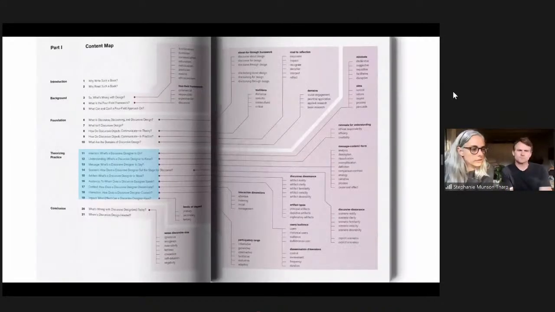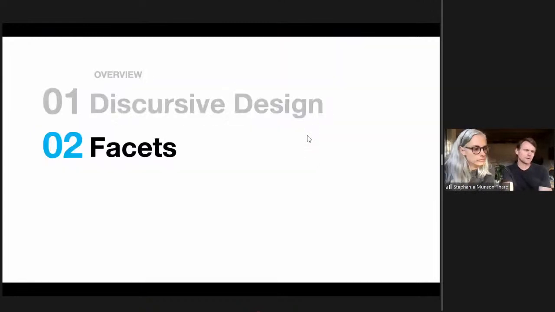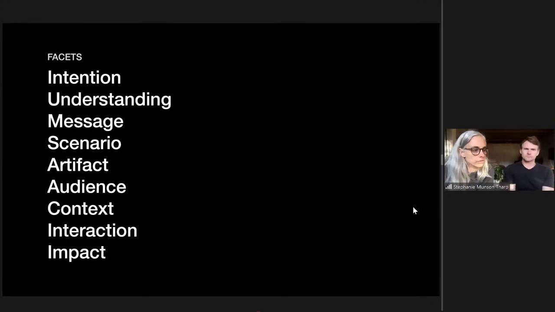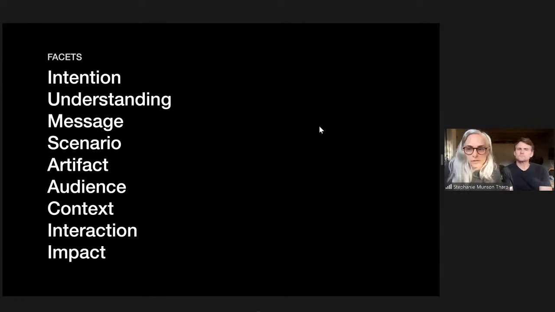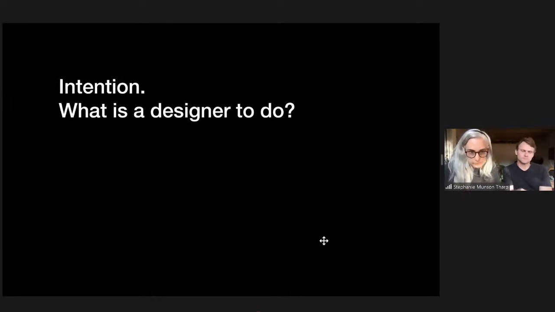This image shows the content map, and the blue highlights the nine facets that we will discuss. So, moving in. These nine facets provide a structure for discursive designing, and this structure does share a lot in common with other design processes. These interrelating facets provide a framework that can guide design development and were derived from analysis of a lot of this kind of work over a number of years.